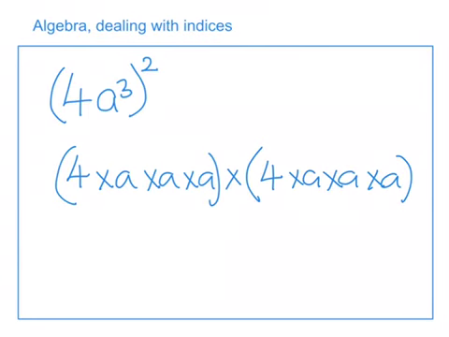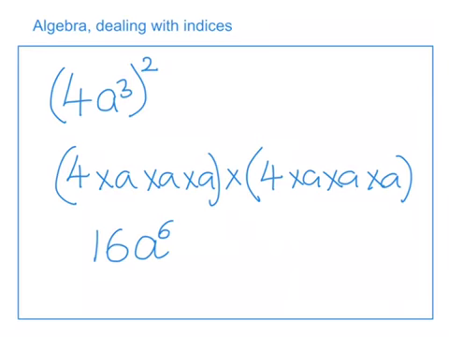So now, when I multiply everything out, you can see the numerical part, the 4 times the 4, becomes 16. And then I look at how many a's I've got. I've got a multiplied by another a, multiplied by another a, multiplied by another a, multiplied by another a, multiplied by another a. So that means that's a to the power of 6. So this becomes 16 a to the power 6, 16 times a to the power 6.